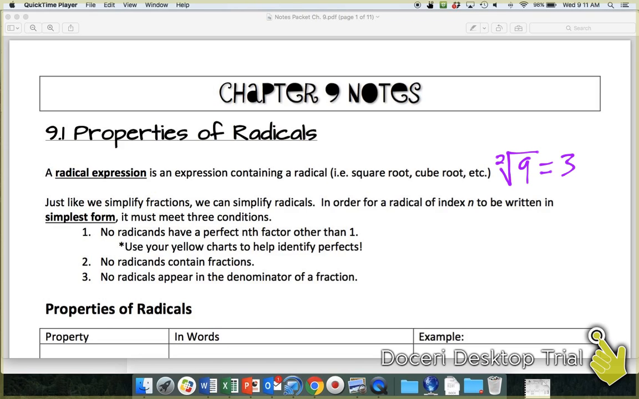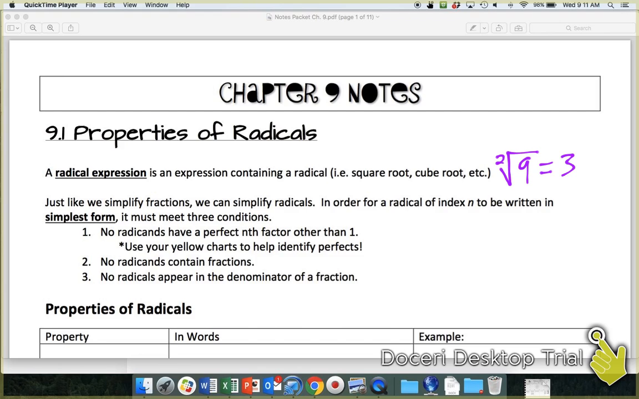In order for it to be in simplest form, there are 3 rules. You want to keep these in mind tomorrow. Rule number 1, no radicands, that means no answers. Radicand is an answer, okay? So your final answer will not have a perfect factor other than 1. Like this is a perfect square, right? Square root of 9, perfect square is 3. You can't have an answer with a radical and a perfect square underneath it, because if there is, that perfect square should come out. This yellow chart, we're going to do on your paper, so you're not going to have a yellow chart. We're going to do that in a second.